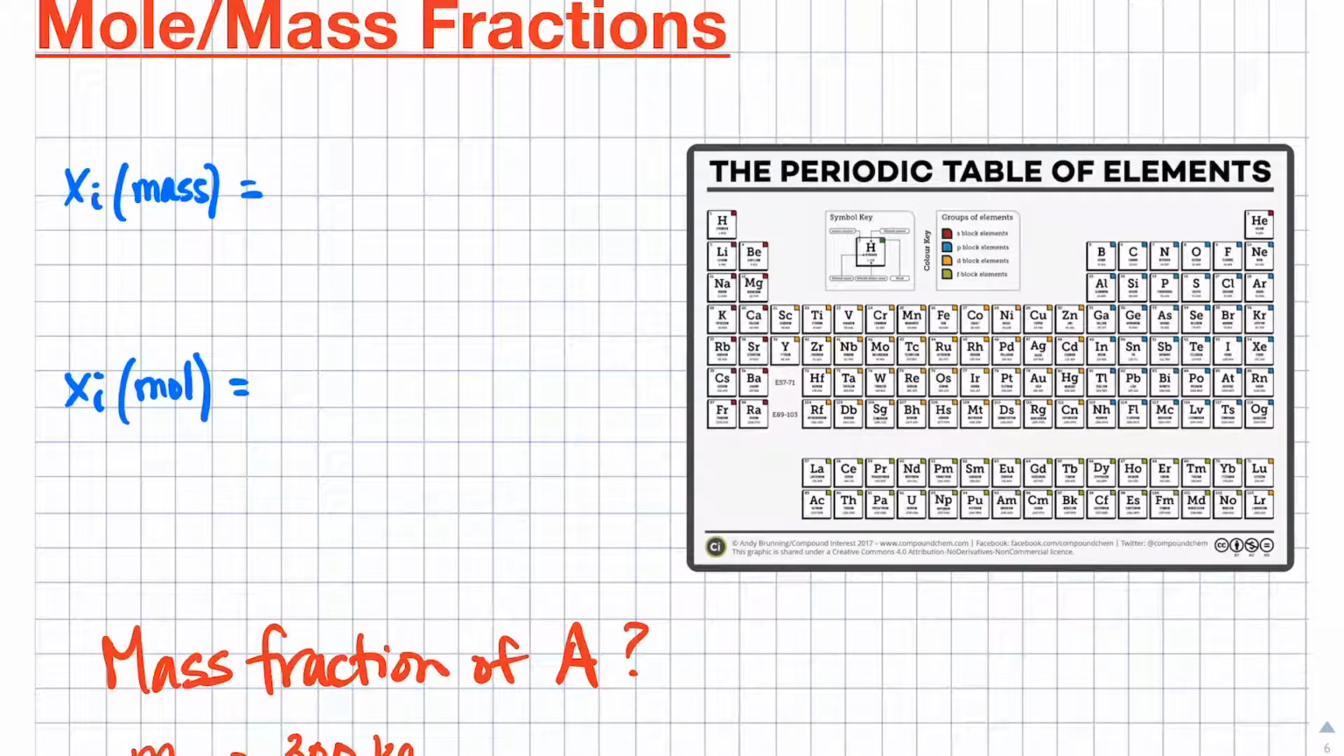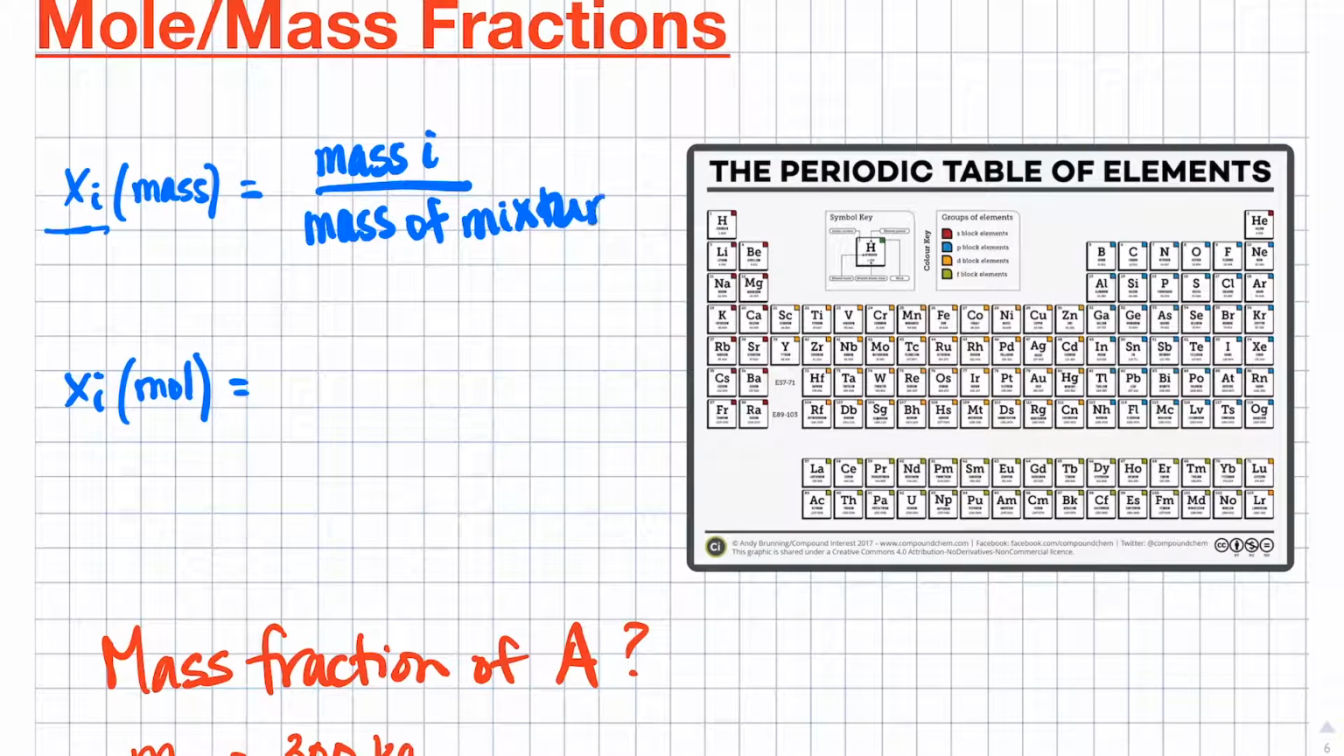So let's start with a mass fraction. You can see here I have it denoted x sub i, so that just means the mass fraction of component i in a mixture. And really the way it's defined is quite simple. It is the mass of i over the mass of the mixture. Quite simple, but very useful.